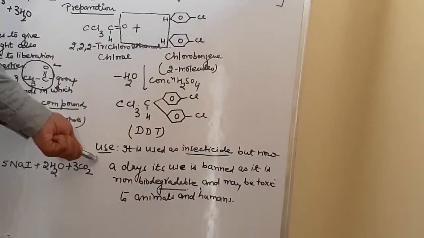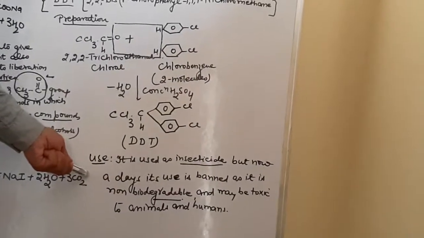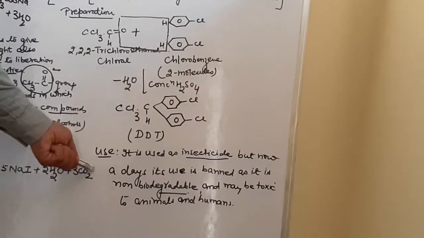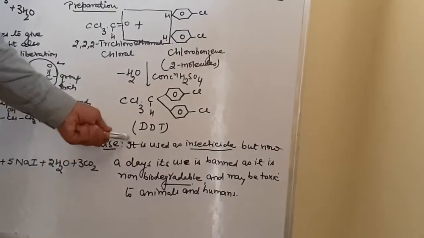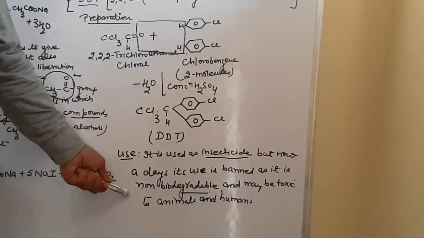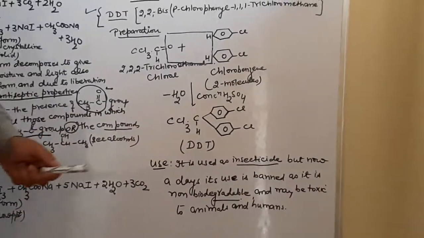DDT, as we all know, is used as an insecticide, but nowadays its use is discouraged or banned because it is non-biodegradable. Being non-biodegradable, it enters into the human body or into the animal's body and may be toxic over there. So that is why its use is banned these days.